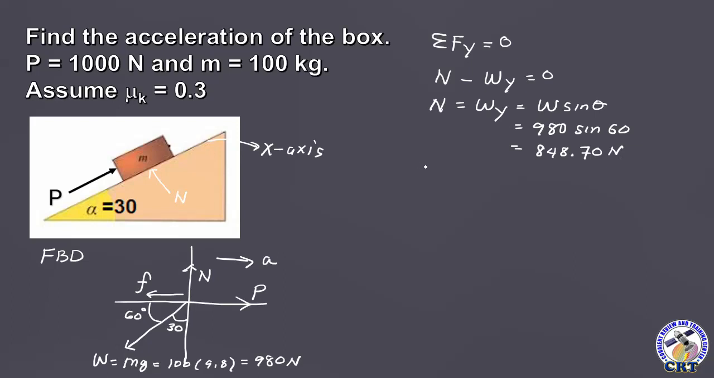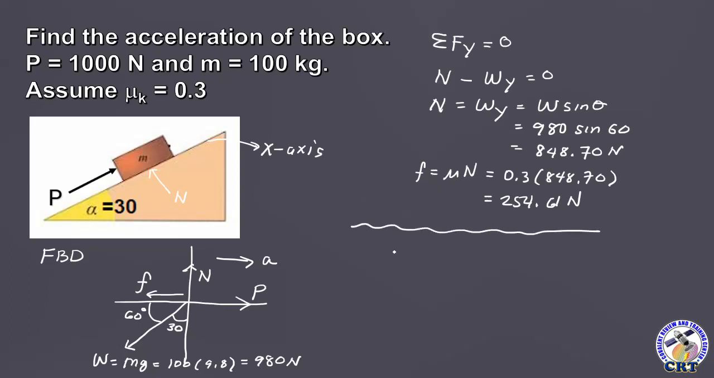Next, F is equivalent to mu times N. Mu is given, that is 0.3 multiplied by 848.70. Solve this value. This will give us 254.61 newtons. So this is the value of frictional force F. Now, we can now solve the acceleration.